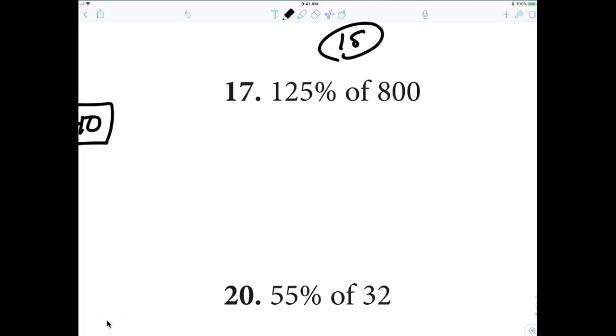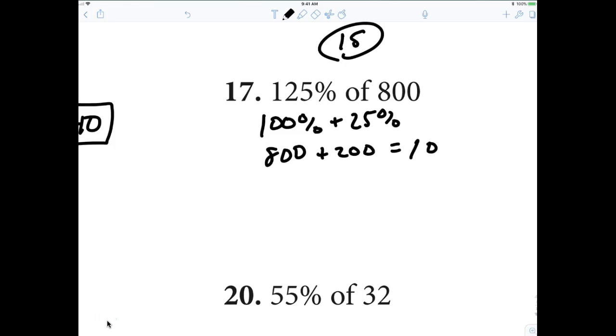125%. I would need you to say, that's 100% plus 25%. Sit down. And what's 100%? 800. Somebody quickly tell me what 25% would be. 1/4. So what would that be? Which is 200. So that equals 1,000. All right?